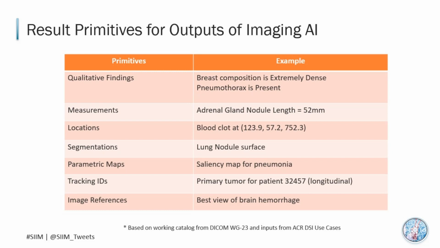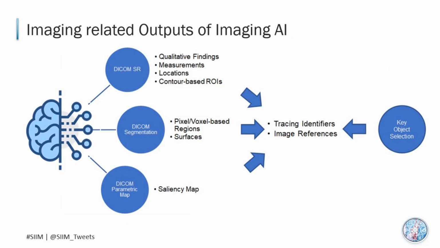That's excellent research. Now, how does DICOM help in capturing these various primitives? Absolutely. The fundamental structure in DICOM to support many of these primitives is DICOM Structured Report, or DICOM SR. The starting point is template ID 1500. It supports qualitative findings, measurements, locations, as well as contour-based region of interest. For more advanced results that you mentioned earlier, you can use the DICOM segmentation object, which supports pixel or voxel-based regions as well as surfaces, and the DICOM parametric map, which supports saliency maps.